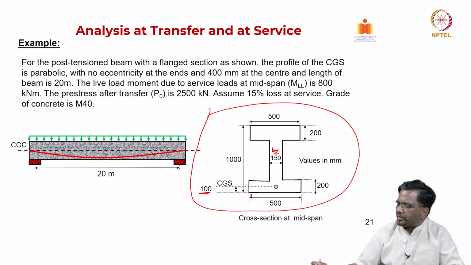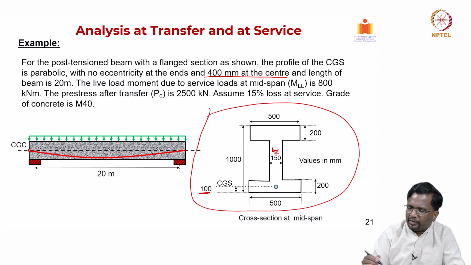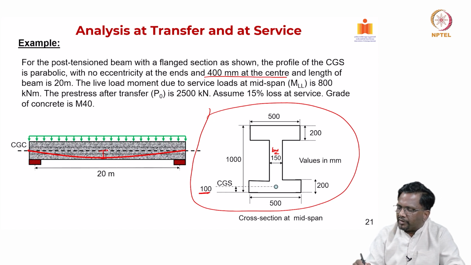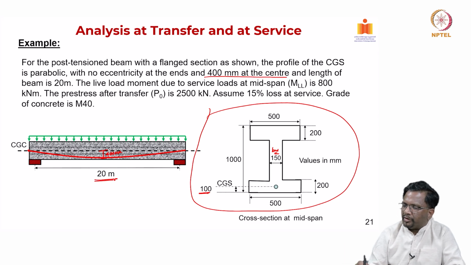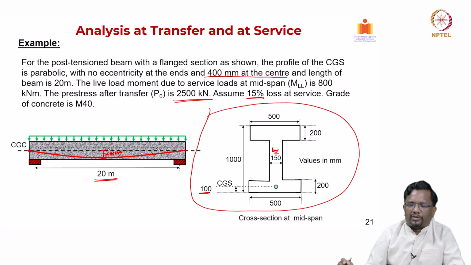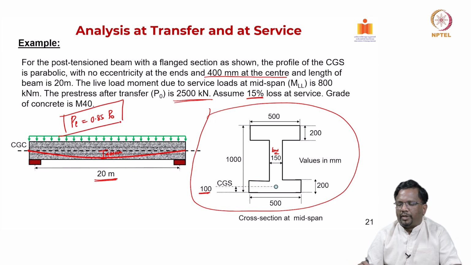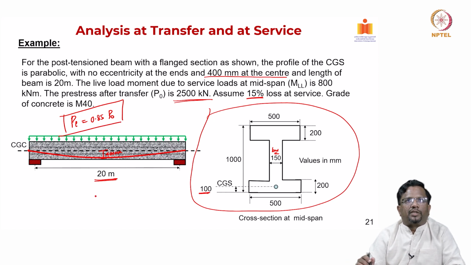Even here you can see that eccentricity is 400 millimeter at the center, and eccentricity here is 0, and the length of the beam is 20 meters. Moment is given to you as 800 kilonewton meter, and pre-stress transfer is 2500, and 15% loss is assumed to be happening. That means PE, the effective pre-stressing force, is nothing but 0.85 times P0. Now, the grade of concrete is M40. These are the details that are given to you.